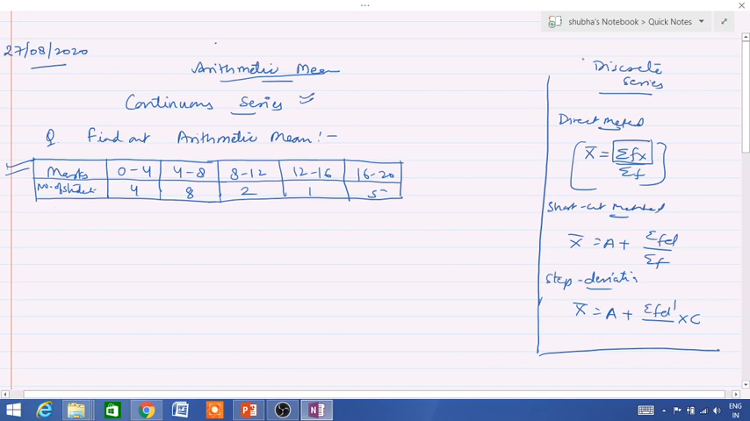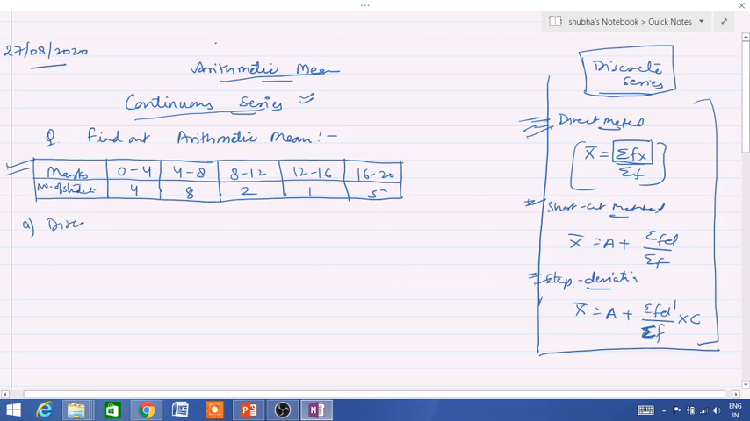Like we have done in my previous video on discrete series, here also we have three methods: direct method, shortcut method and step deviation method. These are the formulas of the discrete series, and while I talk about continuous series, the formulas will remain the same. The same methods are to be used to calculate arithmetic mean in continuous series, but there is a little difference in direct method. In shortcut and step deviation method, completely the same formulas are used. Now I want to explain this question by all the three methods.